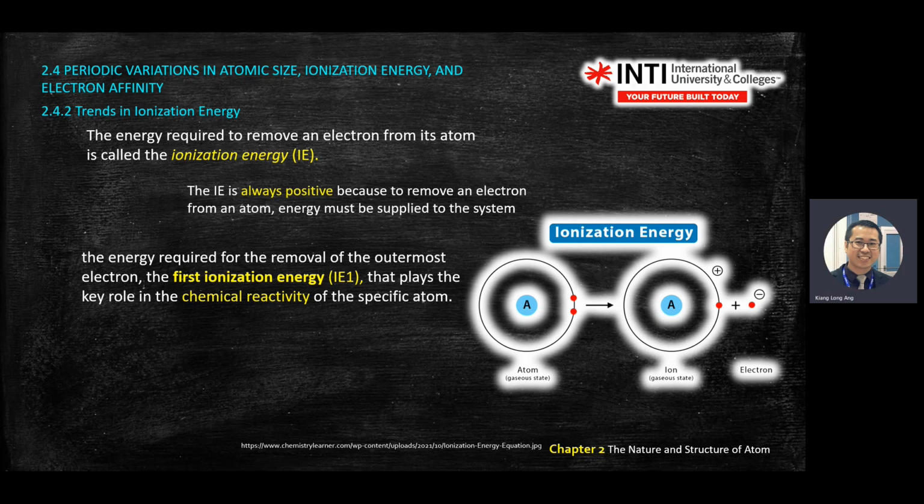So the first ionization energy, IE1, is usually used for chemical reactions. For example, atom A before ionization has 2 electrons. You give energy, 1 electron is pulled out from the orbit, and the remaining atom becomes a positive ion. One element becomes an ion, either a positive ion or a negative ion.